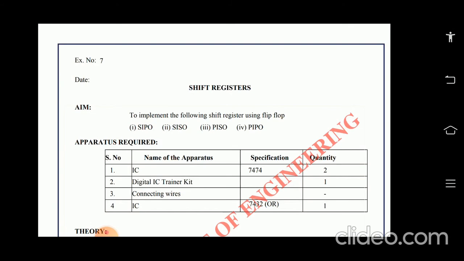Today I'm going to teach about shift registers, and this is the experiment from the linear and integrated circuits laboratory. The ultimate aim of this experiment is to implement the following shift registers using flip-flops. For this experiment we require IC 7474, a digital IC trainer kit, connecting wires, and IC 7432 OR gate. So what is a shift register?